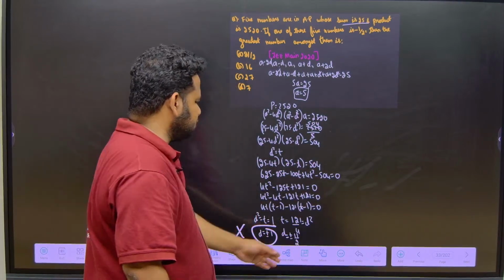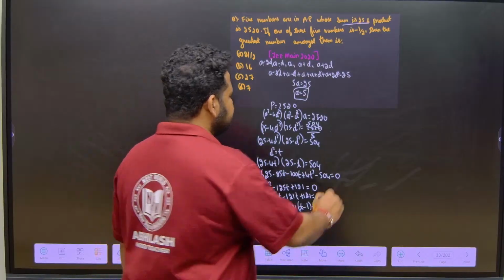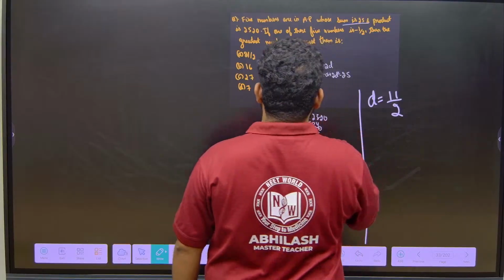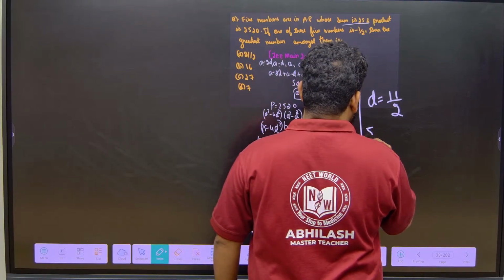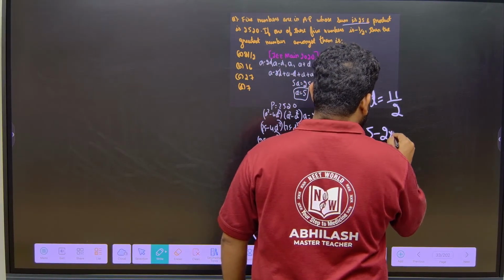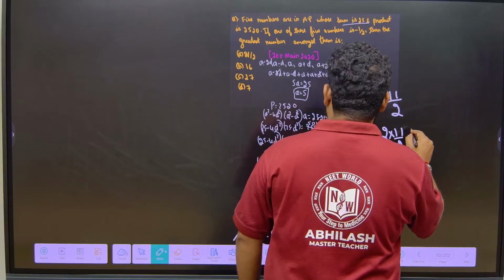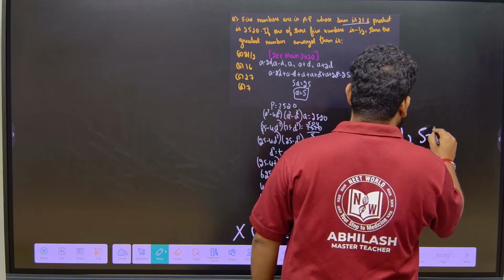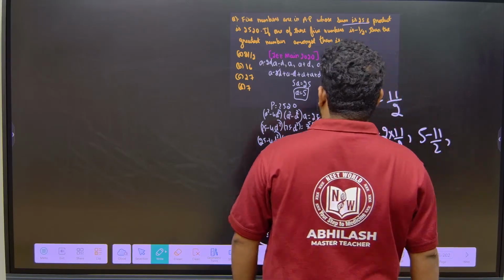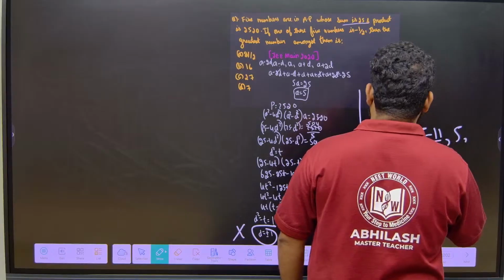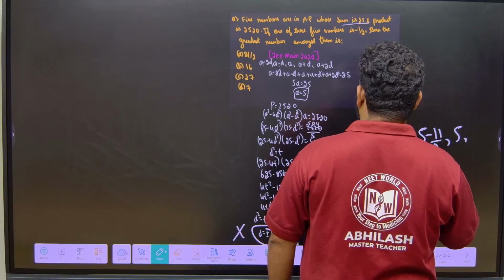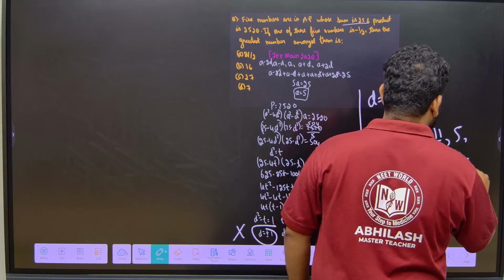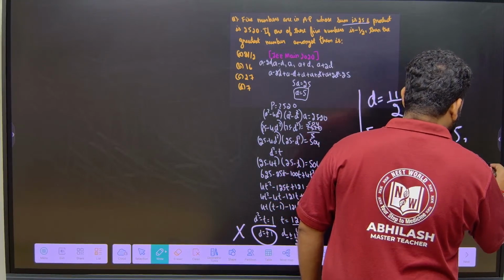I can take d is equal to plus or minus 11 by 2. Let us take d is equal to 11 by 2. So what are the terms that we have? a is 5, so 5 minus 2d, that is 5 minus 2 into 11 by 2, comma, next 5 minus d, that is 5 minus 11 by 2. Next a is 5. Next 5 plus d, that is 5 plus 11 by 2, comma, 5 plus 2d, that is 5 plus 2 into 11 by 2. These are the terms we have.